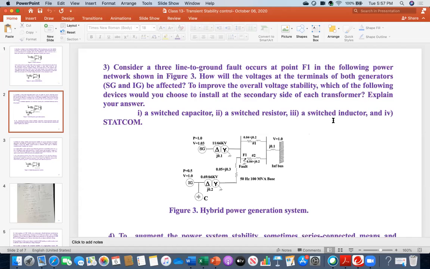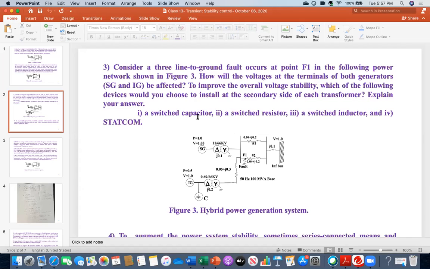I think switch capacitor and STATCOM, yeah, switching capacitor and STATCOM as well. So the thing is, what would you like to put at the secondary side of the SG? There are two transformers. One is the upper side. So that is the question, to install at the secondary of each transformer. So what would you put? Which one would you put at the terminal of SG and which one at the terminal of IG? I mean, you can pick multiple devices, no problem.